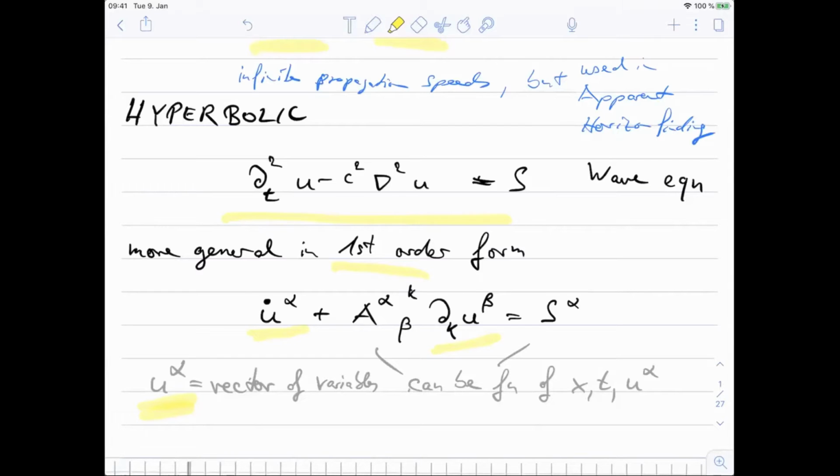So the different variables of course, will be coupled, which is indicated by the sum over beta here. And you can have different coefficient matrices A for different spatial directions K, which is indicated by the K index on this generic coefficient matrix A alpha beta K. And getting from second order to first order is typically a fairly straightforward way.